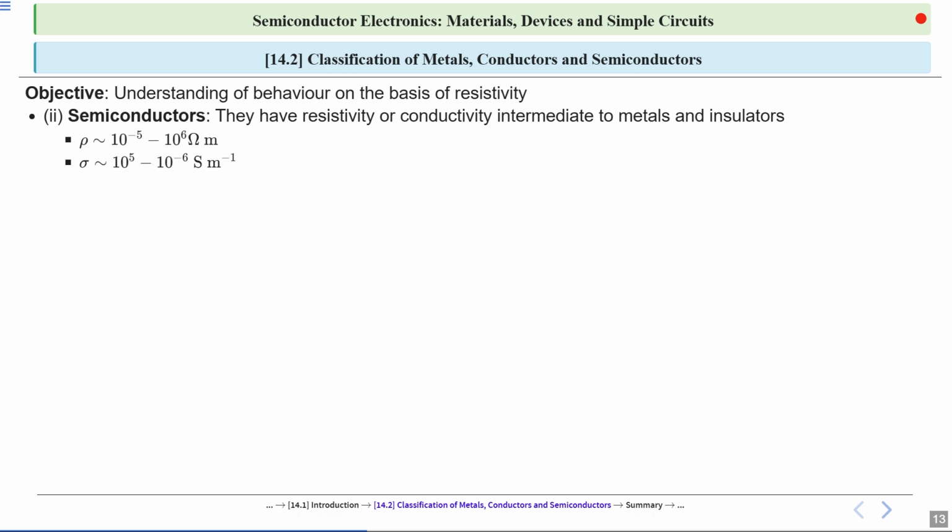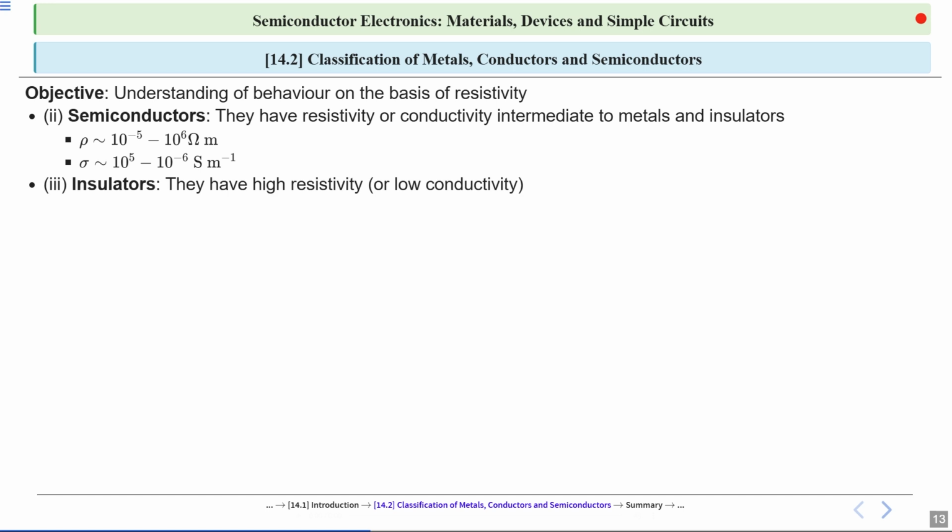Electrical conductivity of semiconductors, measured in Siemens per meter, ranges from 10 to the power 5 to 10 to the power minus 6 Siemens per meter. Siemens is ohm inverse, indicating materials can vary from highly conductive like metals to very insulating like rubber or glass.